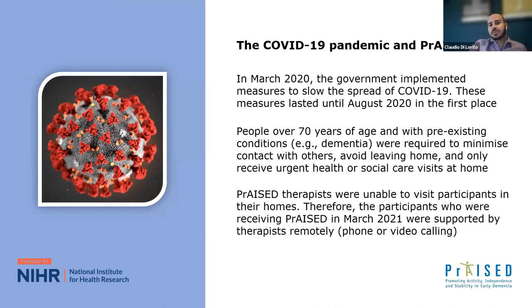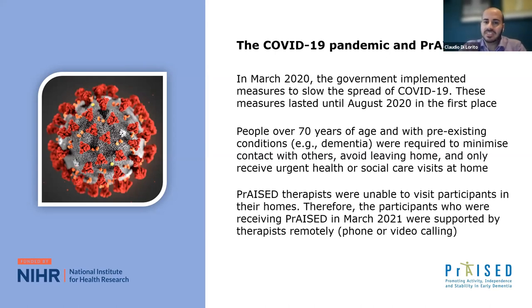So in terms of COVID-19, in March 2020, the UK government implemented measures to slow the spread of COVID-19, and these had an impact on PRAISED, of course. In the first instance, the lockdown started roughly from the end of March and ended in August 2020, at least for the most vulnerable people.